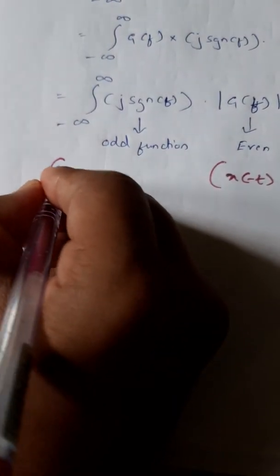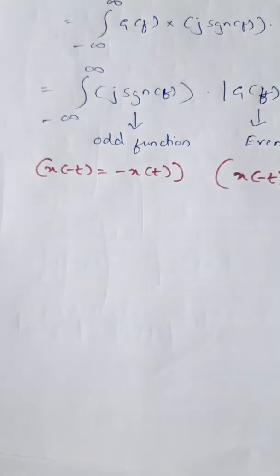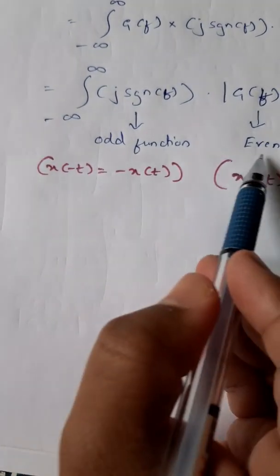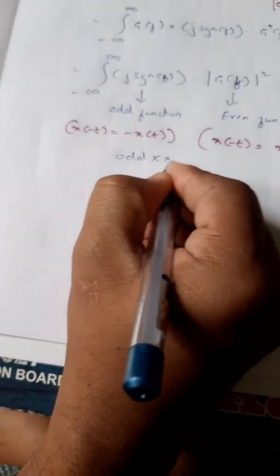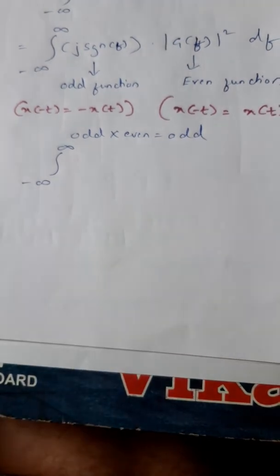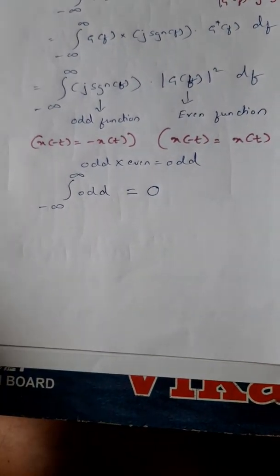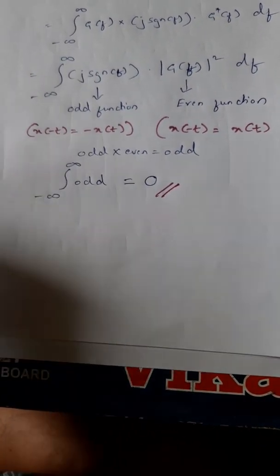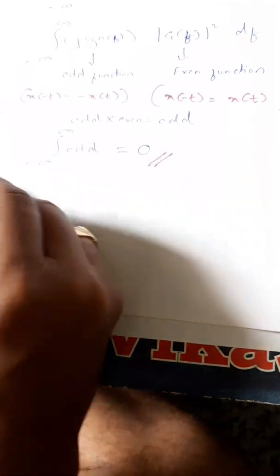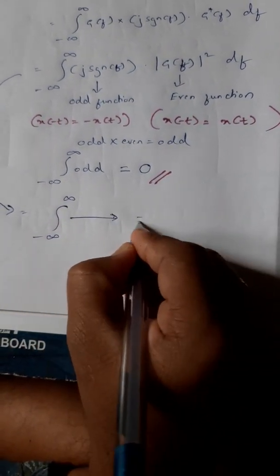What do you mean by odd function? It is x of minus t equal to minus of x of t. So this we saw in signals and systems; we found out whether it is even or odd. This is an odd function. And multiplication of an even and an odd function is again an odd function. And integration from minus infinity to plus infinity of an odd function is always 0. These things we already studied in maths and signals and systems, so please recall them. So what I can say now is that this term in the above equation is equal to 0.